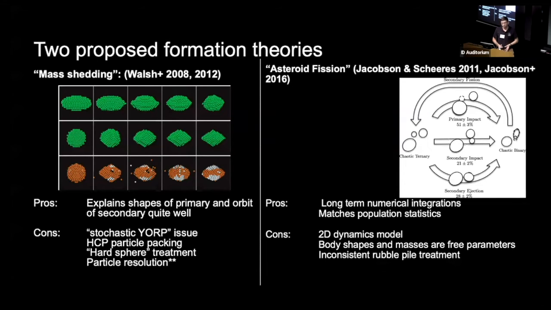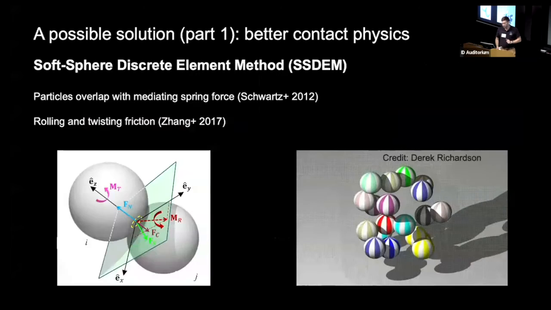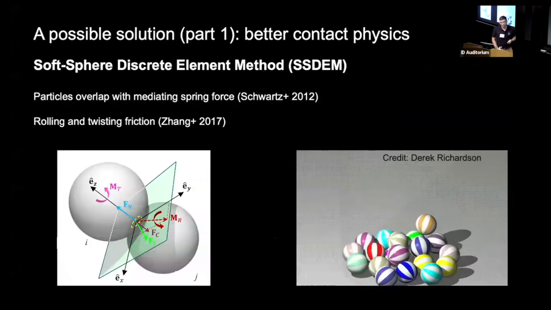Solve the stochastic problem by saying the body fails at once, sheds a bunch of material in orbit, and then that's going to gravitationally accumulate into your secondary. So that's the long story short. So step one to get to this theory is better contact physics.